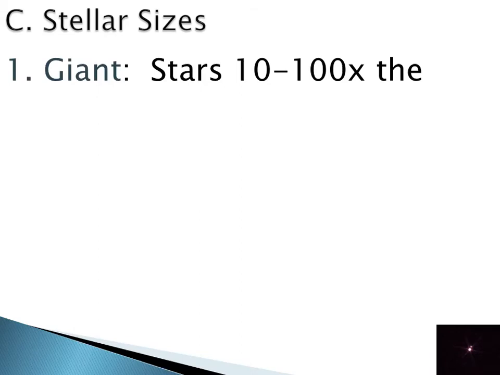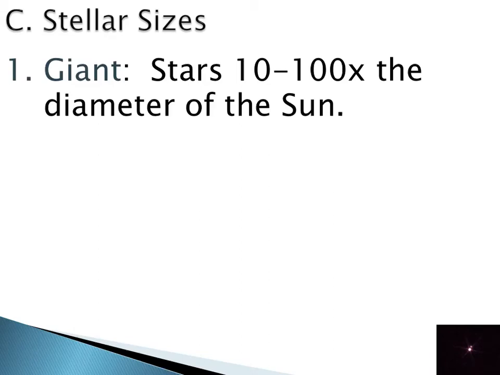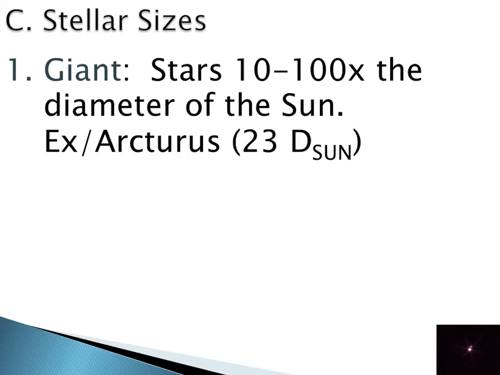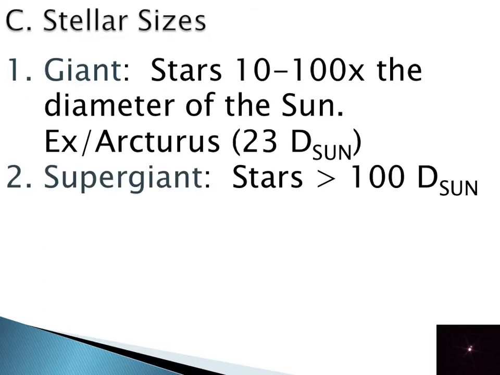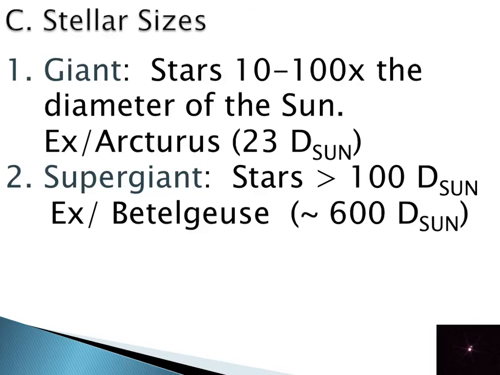The largest stars are called giants. A couple examples there. Arcturus, 23 times the diameter of the sun. And Aldebaran, the Eye of the Bull, is another giant star. But there are bigger stars, supergiants, more than 100 times the diameter of our sun. They are to our sun what our sun is to the earth. And the most famous example I already mentioned is Betelgeuse. There's also Antares is a good one as well.